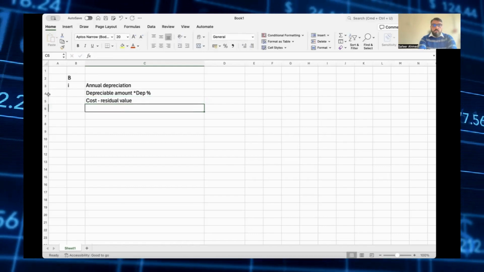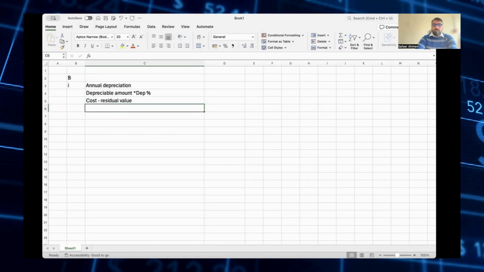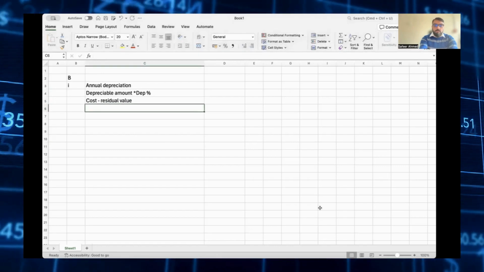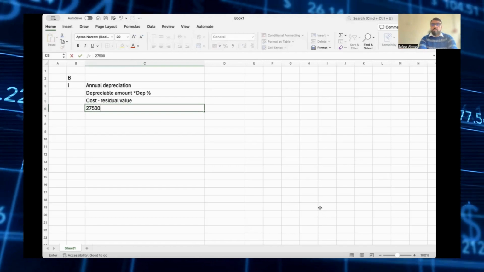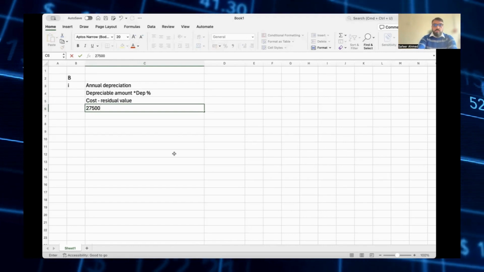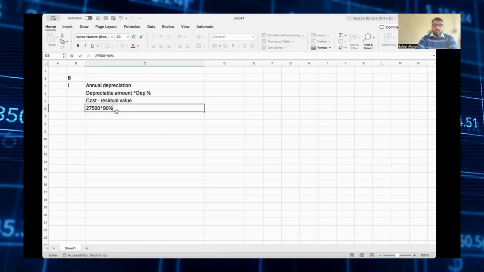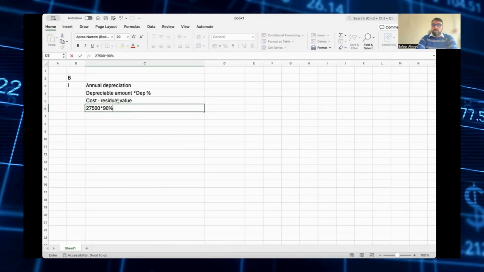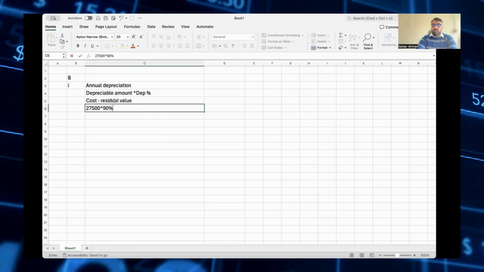Okay, so how can we calculate that? Well, we know the cost of this asset, which is given to us: 27,500. The residual value is 10% of this. Now, there are a few ways that you can calculate it. The shortest way, I would say, is to directly multiply by 90%, so this will be after deducting the residual value, which will be your depreciable amount. So 10% is residual value, so cost minus residual value gives you the depreciable amount.